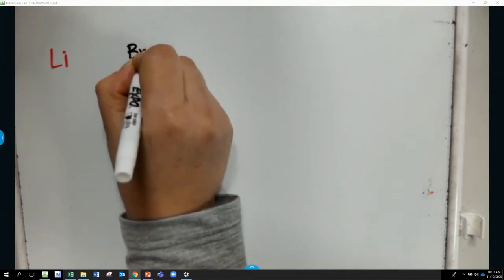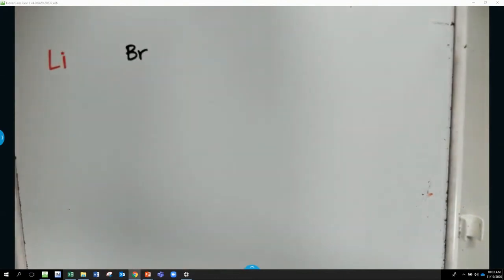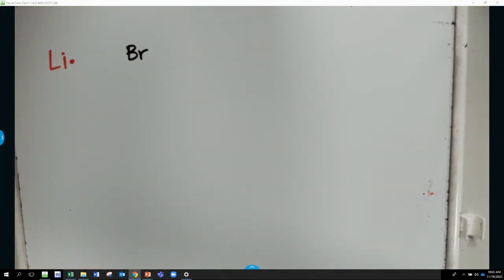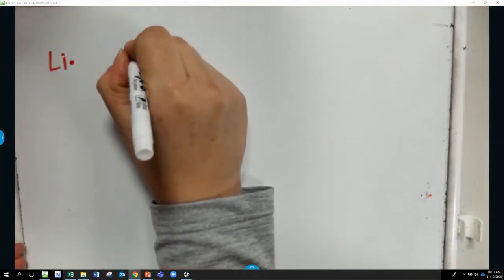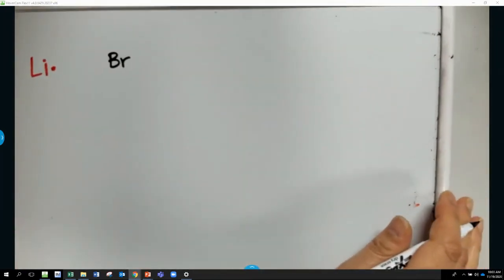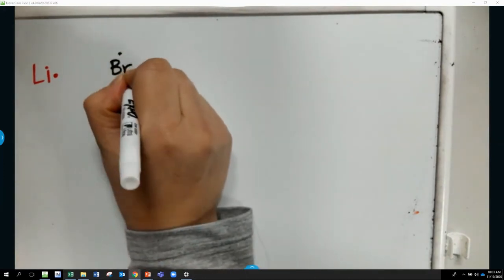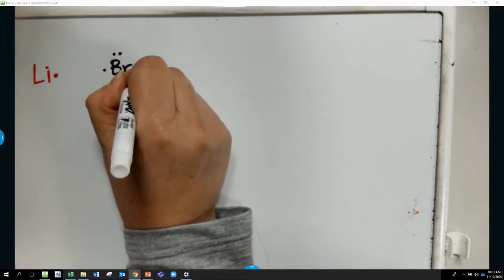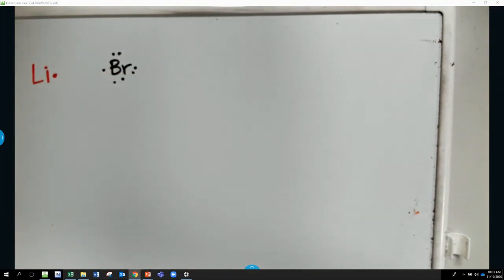Okay, let's do another one. Let's do lithium and bromine. Lithium is Li. Bromine is Br. Lithium, if you look on your periodic table, has 1 valence electron. Bromine, if you look on your periodic table, has 7 valence electrons. I'm not going to pair up until I have to. 1, 2, 3, 4. Now I can pair up. 5, 6, 7. Okay, so we have a lithium and we have a bromine.